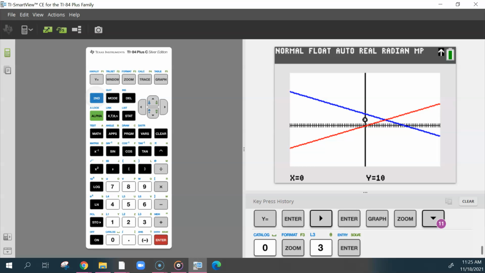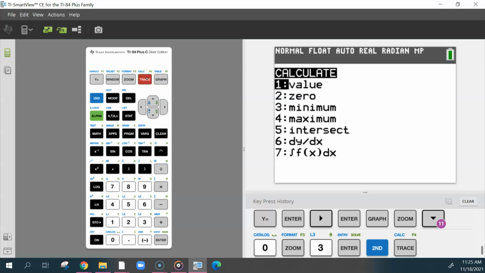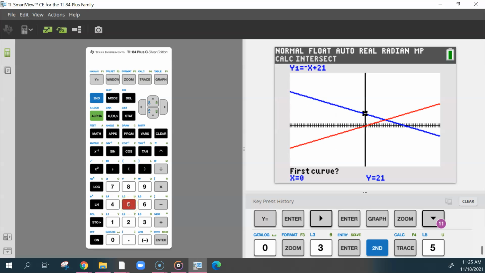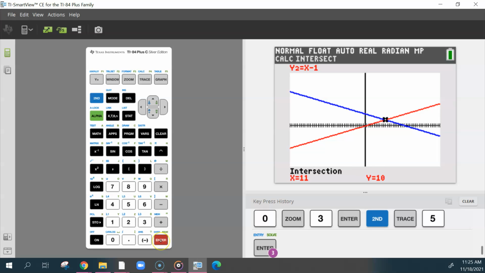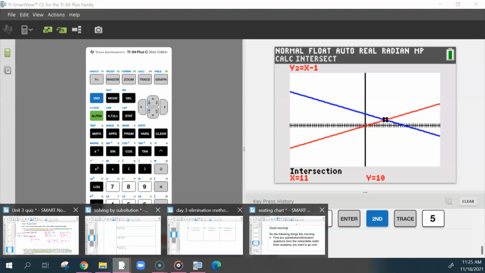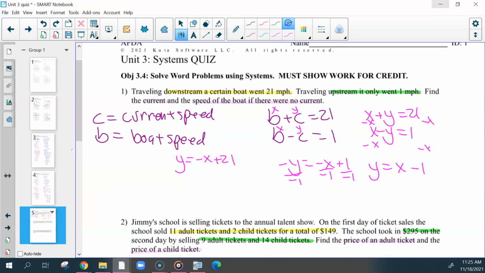I can go into second trace for my calculate menu. Find where they intersect for number 5. Hit enter 3 times. And it would tell me that they intersect at 11, 10. So you would write that intersection point, (11, 10).